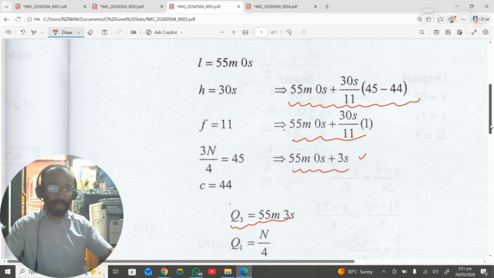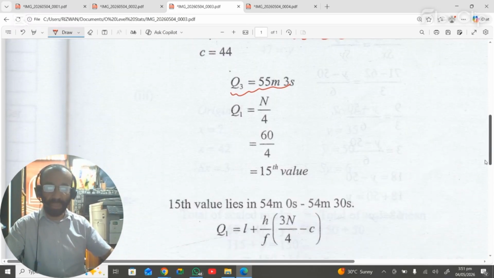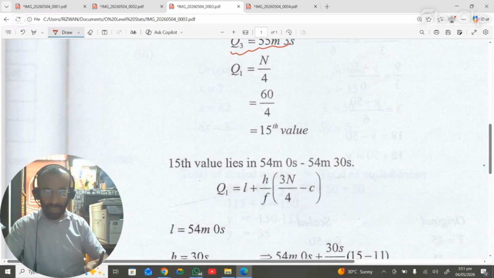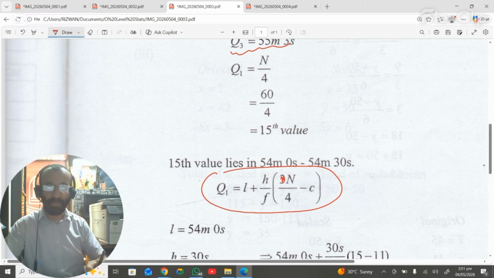So 55 minutes 3 seconds is the upper quartile. Okay, the formula for the lower quartile, that is Q1. Q1's formula is this one: L plus H over F into n by 4 minus C, where again C is the previous cumulative frequency, N is the total number of the terms, H is the height, F is the frequency, and L is the lower class boundary.